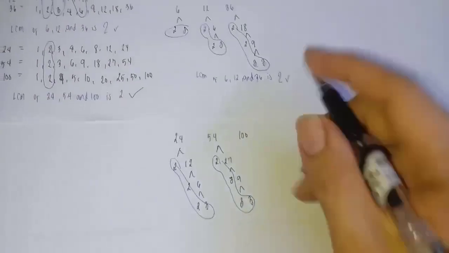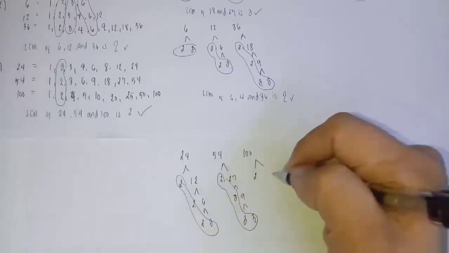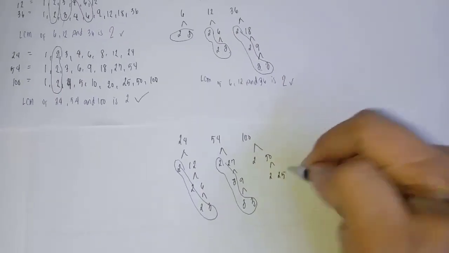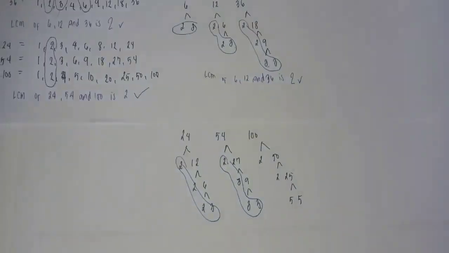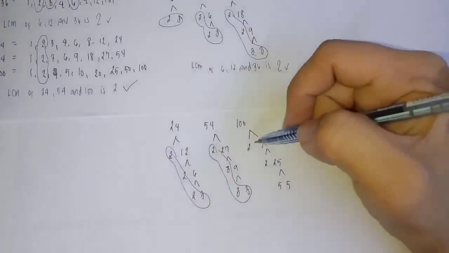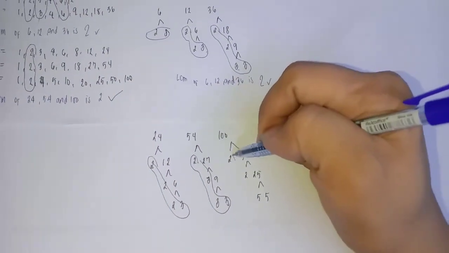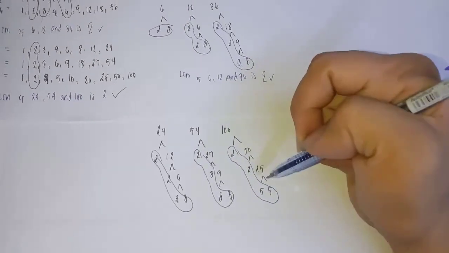Okay, last item is 100. Prime factors of 100, we have 2 and 50. Factors of 50, we have 2 and 25. Factors of 25, we have 5 and 5. Okay, so 5 is a prime number. So hindi na natin siya mapa-factor out further. Therefore, the prime factors of 100 are 2, 2, 5, and 5.